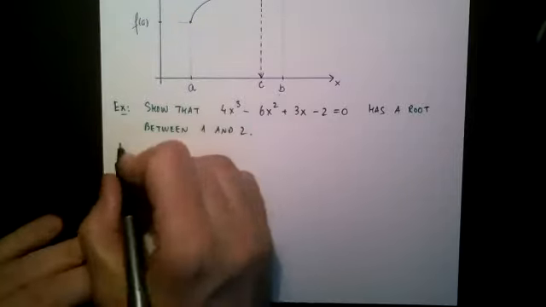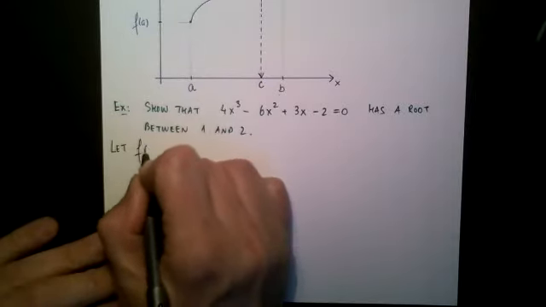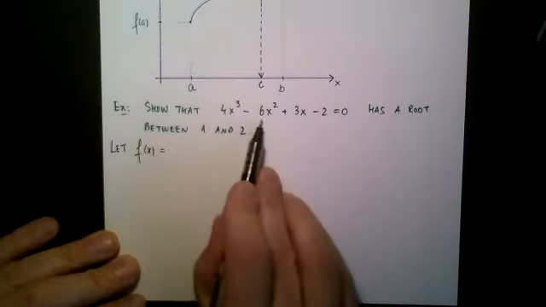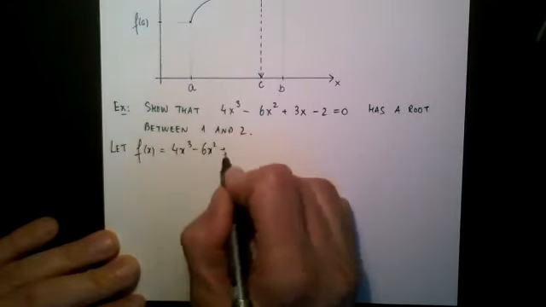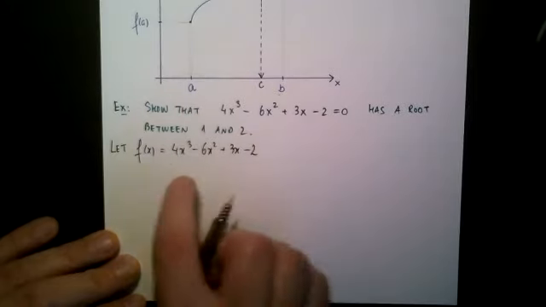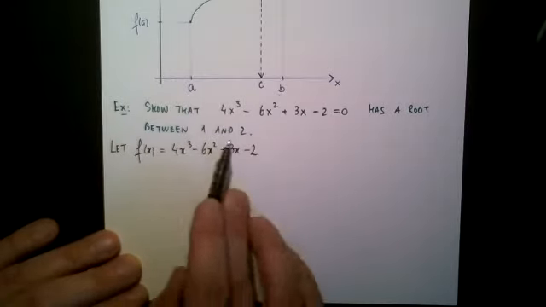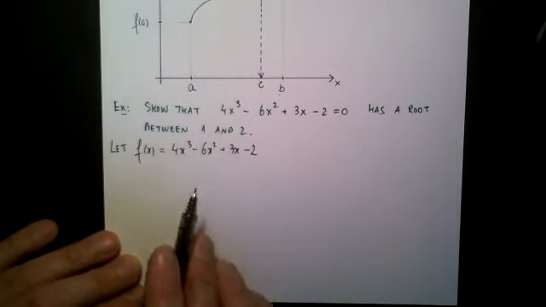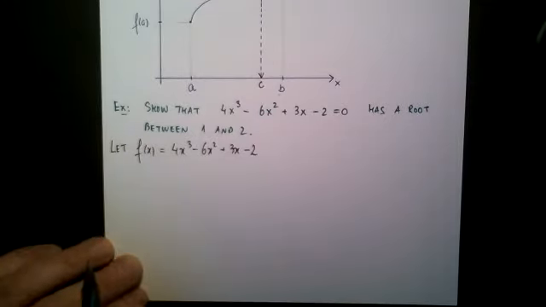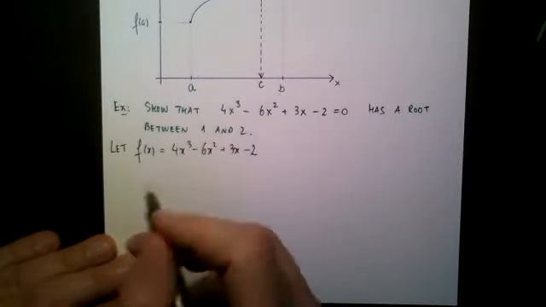So let's go. This is how I do this. Let f of x be the function 4x cubed minus 6x squared plus 3x minus 2. I'm going to call this f of x. The first thing is f is a polynomial, so f is continuous. There's no denominator, no square root, no ln, nothing. So it is continuous, and I'm going to write this down.